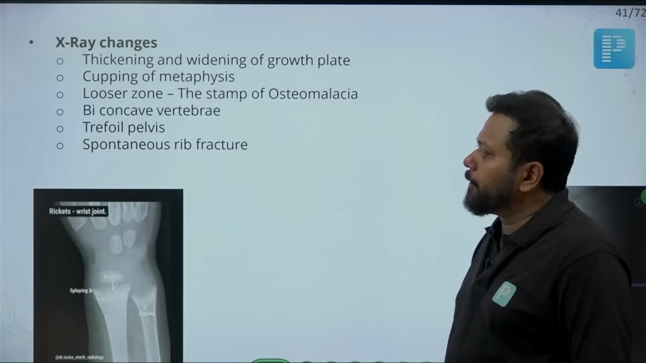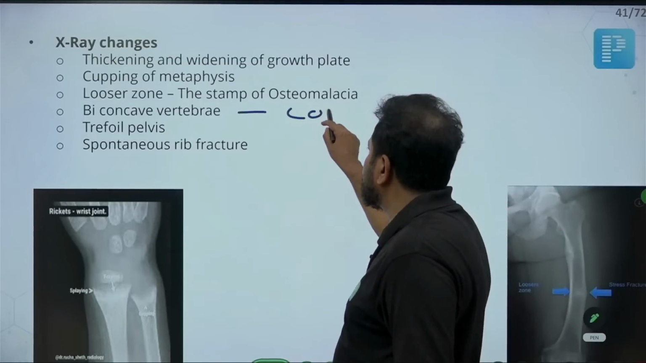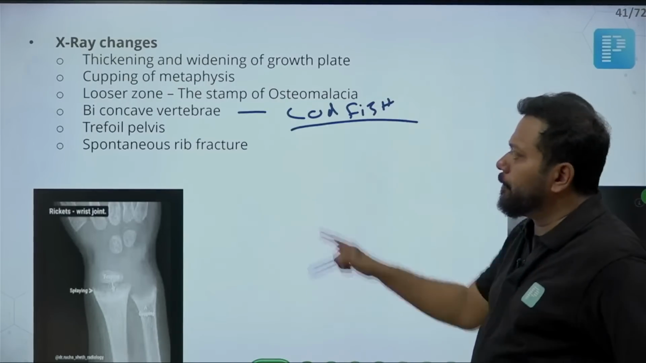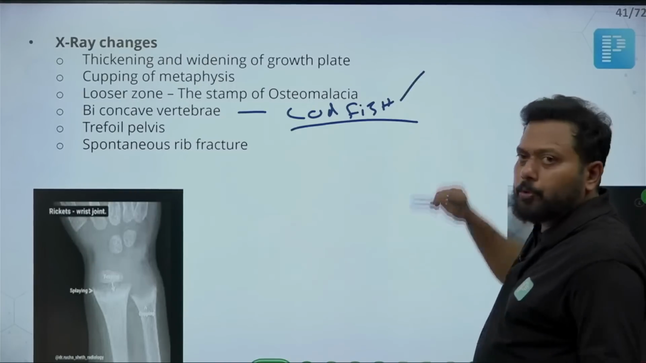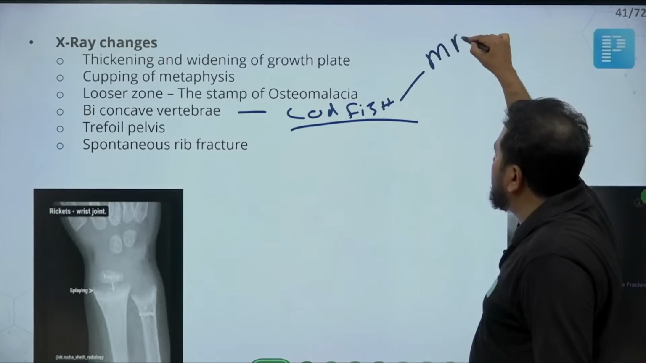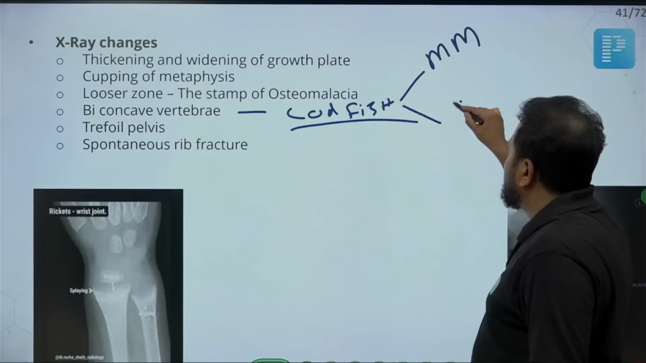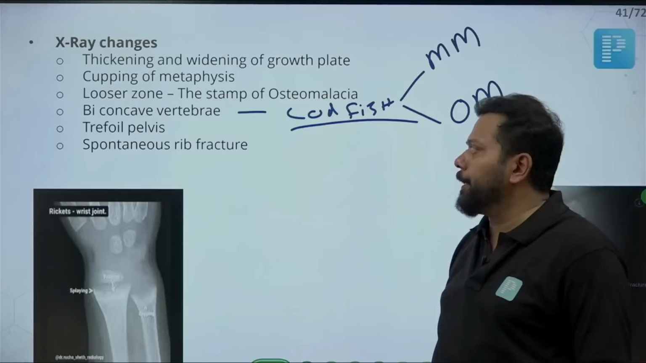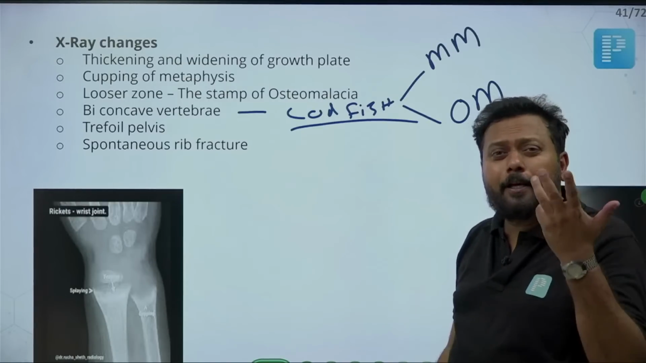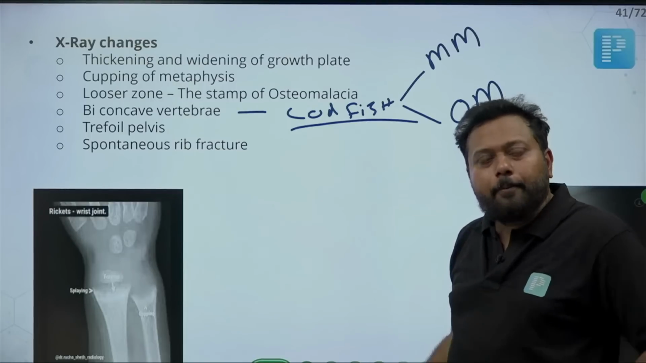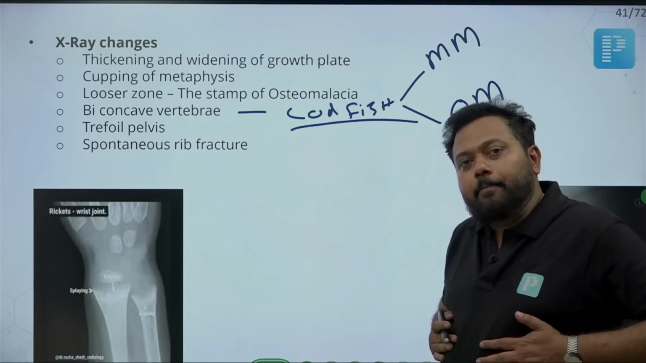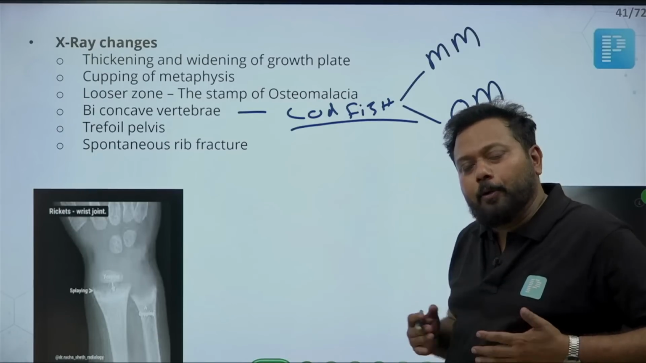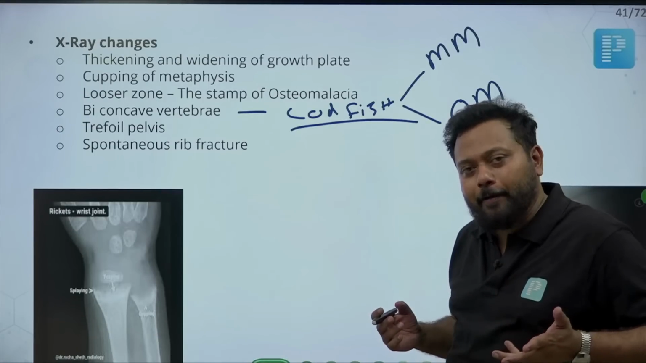And the biconcave vertebra, this is otherwise called codfish vertebra. Okay, codfish vertebra, osteomalacia. Whenever you come across a word biconcave vertebra or codfish vertebra, two differential diagnoses, dear friends. Multiple myeloma is one differential diagnosis. Osteomalacia is another differential diagnosis. Then you can get a trefoil pelvis, otherwise triradiate pelvis, and very peculiarly spontaneous fracture of ribs. A rib fracture has to happen. Some injury has to happen, some trauma has to happen. This is one situation in the whole world, without any injury, spontaneous fracture of rib happens in somebody.